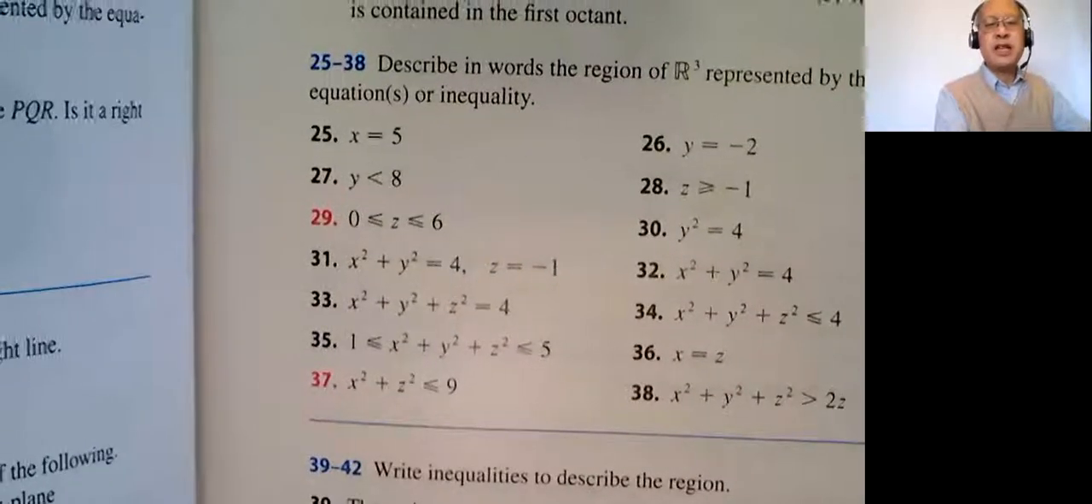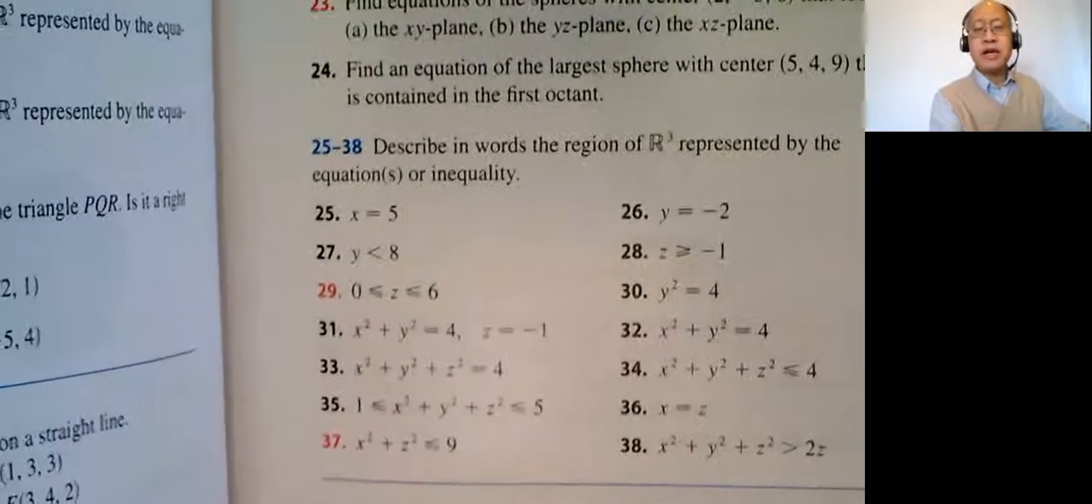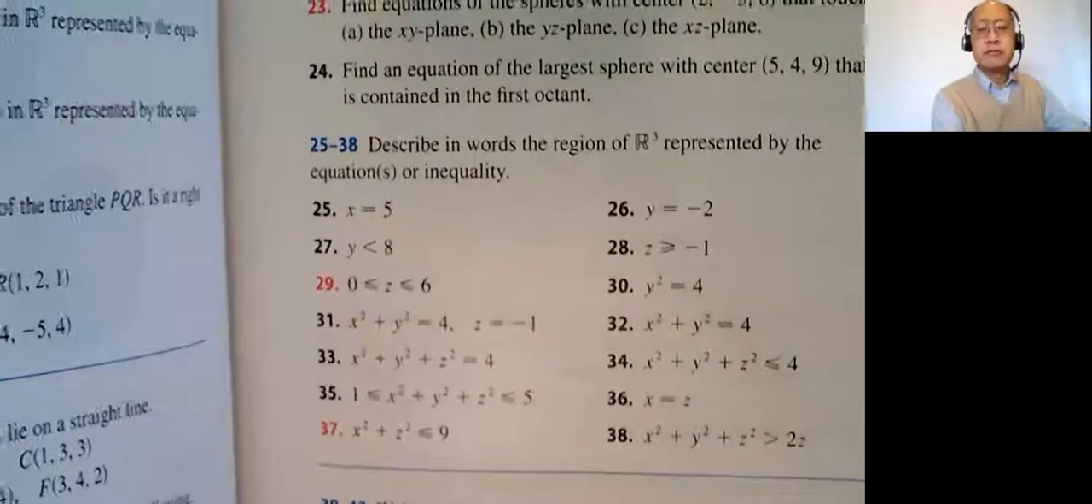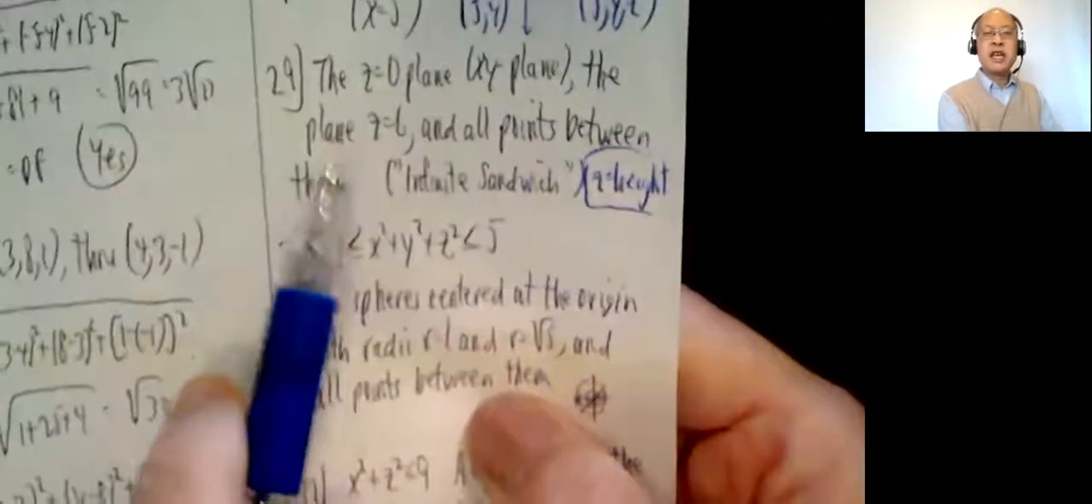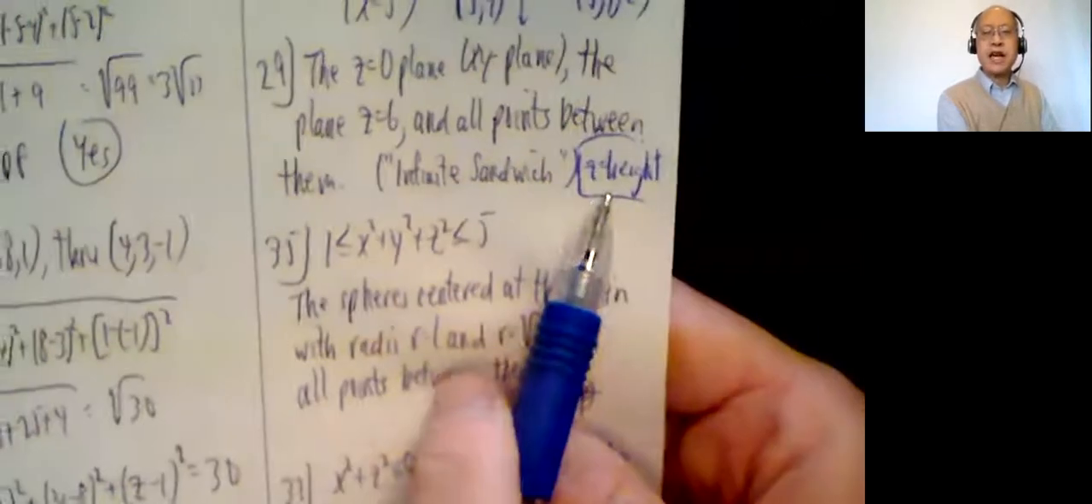0 less than or equal to Z less than or equal to 6. Well, Z equals 0 is the XY plane. Z equals 6 is 6 units above it. And then you have everything in between. So you have the Z equals 0 plane, the plane Z equals 6, and all the points between them. Okay, where Z is basically the height.